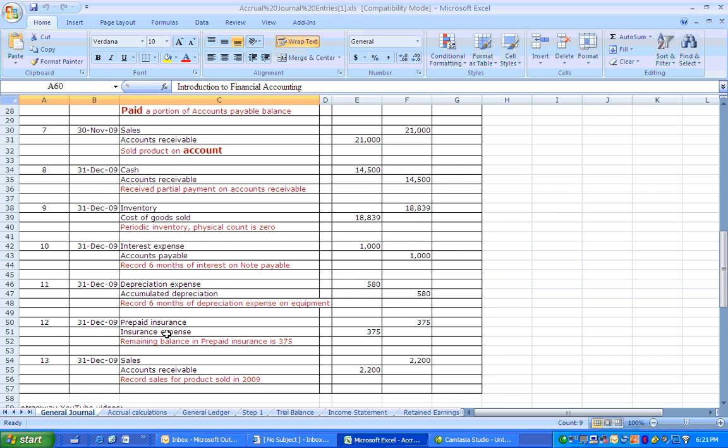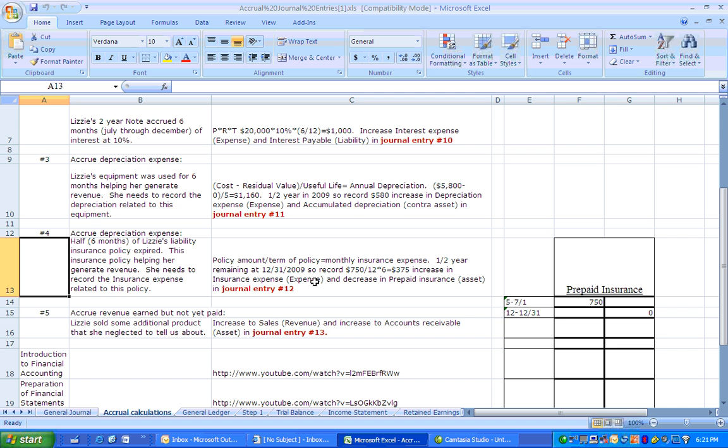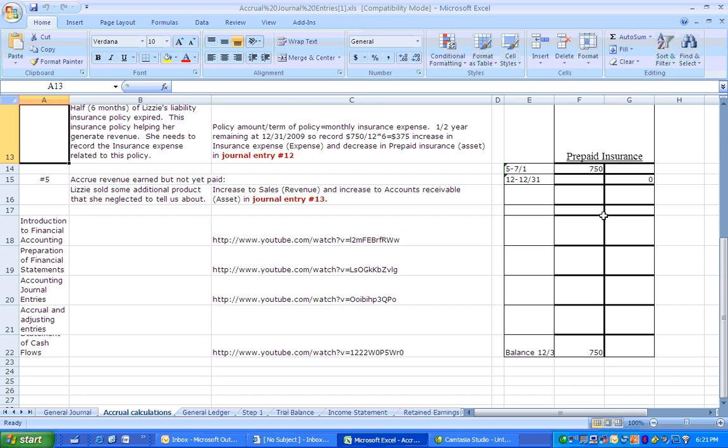And recall Lizzie had prepaid insurance. She bought an insurance policy halfway through the year for $750. Well, that insurance policy gave her the peace of mind to go out and earn money, but half of that has been used up. So if we look at that from a balance sheet approach, here's the prepaid expense T account. And this isn't the general ledger. This is just us scratching a little T account on the back of an envelope, little scratch paper.